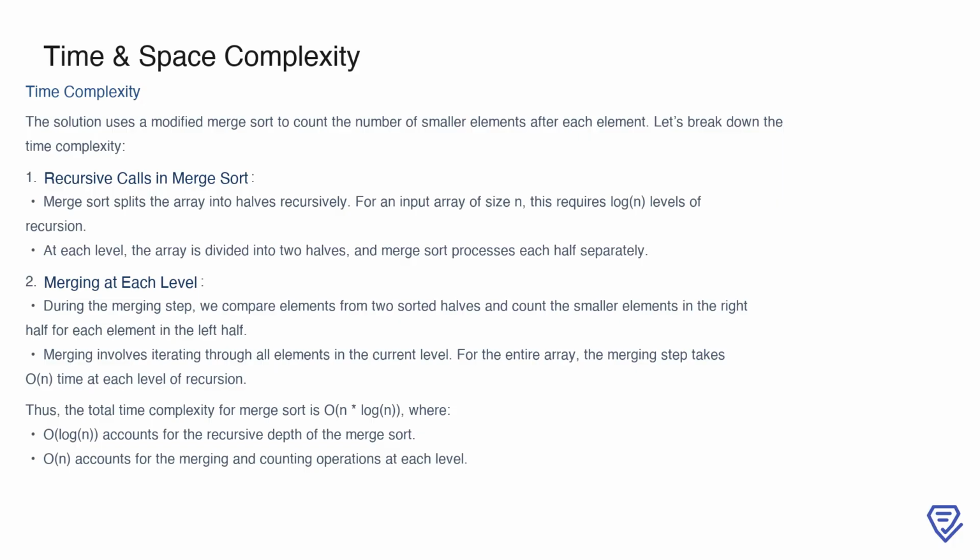Next, during the merge step, we compare elements from the two sorted halves and count the number of smaller elements in the right half for each element in the left half. This merging operation involves iterating through all elements in the current level, and since this is done for the entire array, it takes n time at each level. Combining these two factors, the total time complexity becomes n * log n, where log n accounts for the recursive depth of the merge sort, and n accounts for the merging and counting operations at each level.